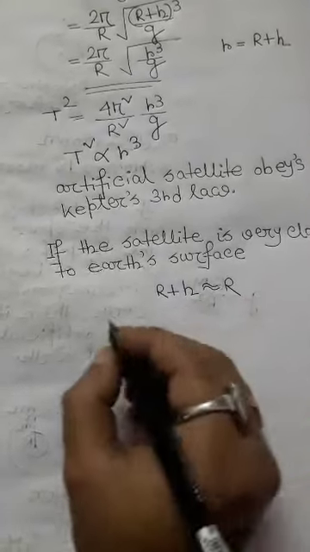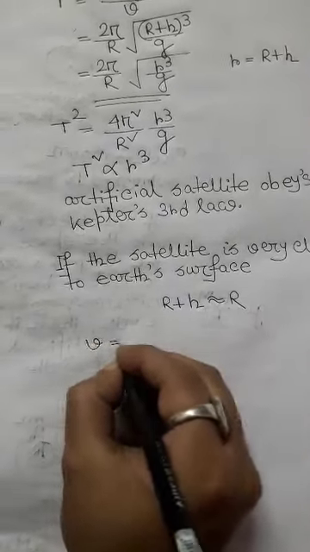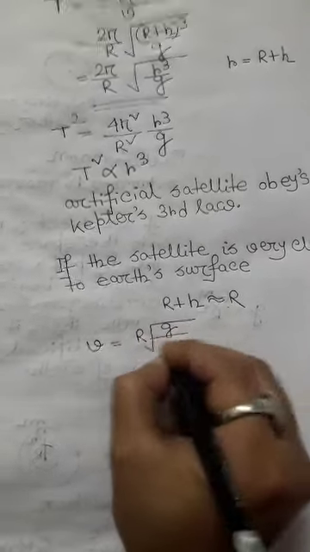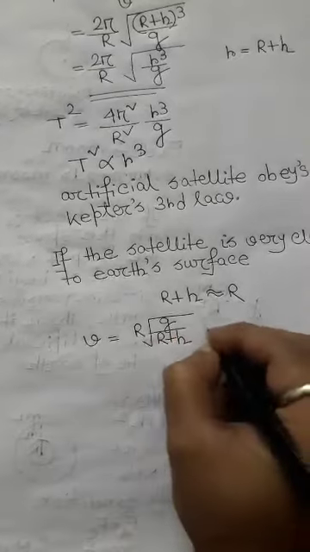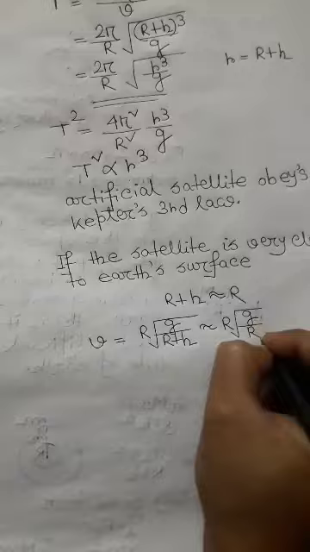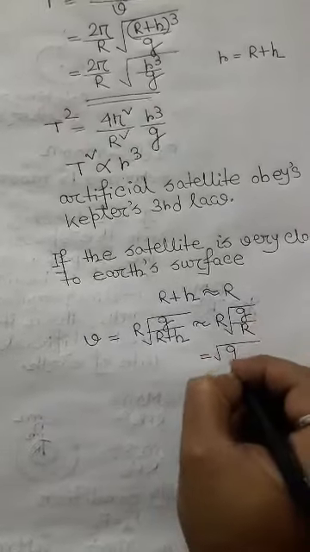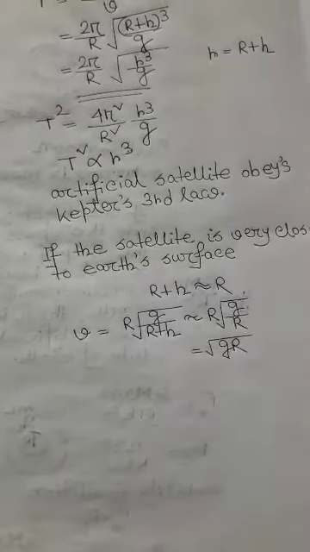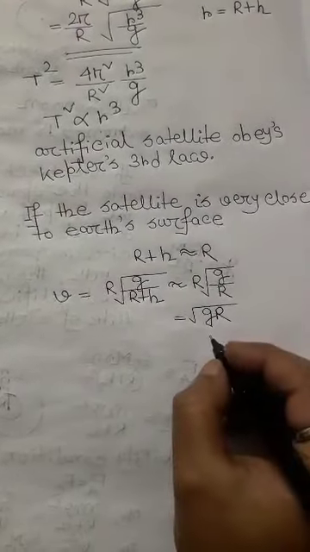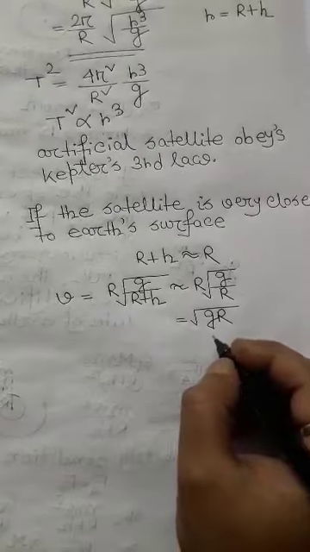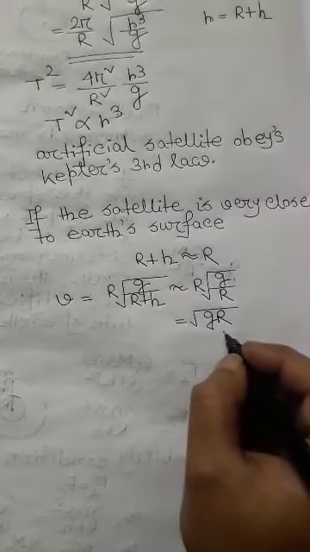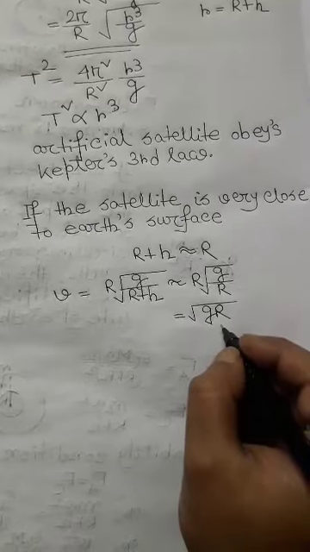So in that particular case, what will be my orbital velocity? R root g by R plus h, so almost equal to R root g by R. So this we can write as root of g into small R. So this is the orbital velocity in that particular case when the satellite is very close to Earth's surface.